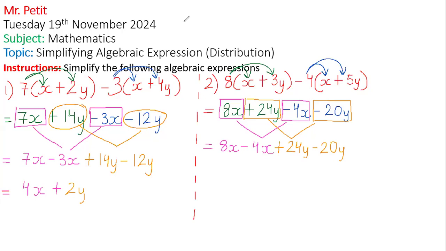Okay. And that equals what? 8x minus 4x is what? 4x. And 24y minus 20y is what? 4y. So it's 4x plus 4y.